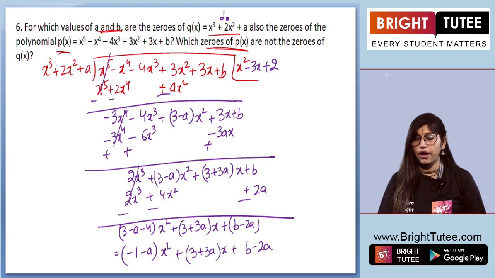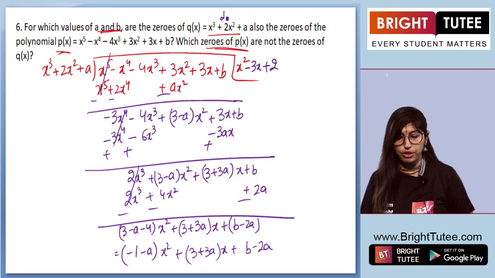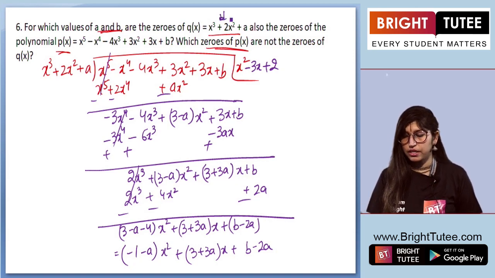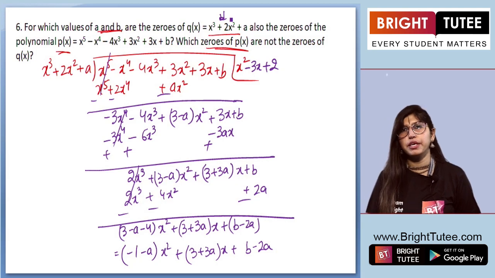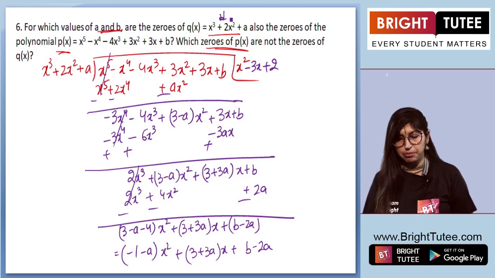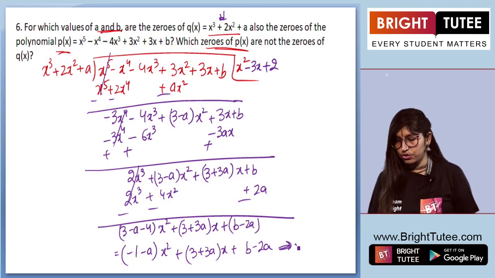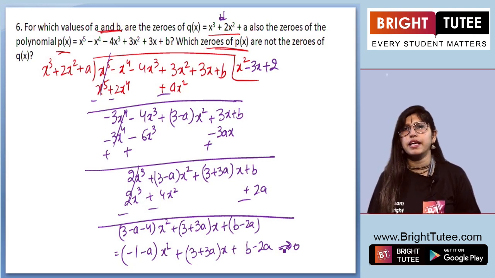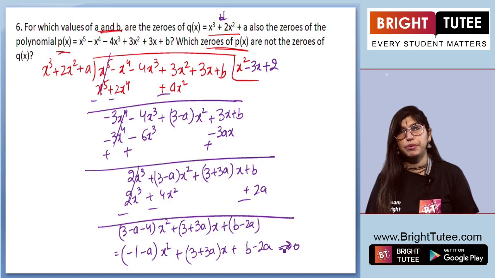Now, it's given that q(x) is the factor of it. So, it says for which values of a and b the zeros of q(x) are also the zeros of polynomial p(x). If it's given there, that means the remainder should be equal to 0. Then only we can say that x^3 plus 2x^2 plus a will be the factor of the polynomial p(x). So, we'll equate it to 0.